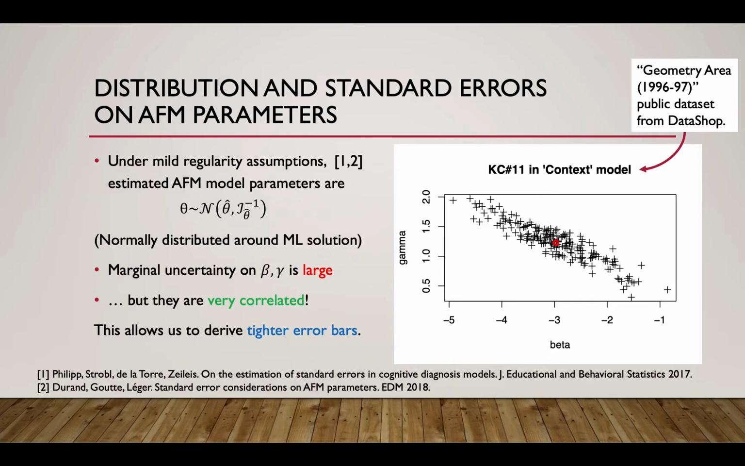We display on the right the covariance between the easiness beta and learning rate gamma for a specific knowledge component, number 11, in a model obtained from the geometry dataset in the PSLC DataShop. We see that the confidence interval characterizing the spread for each parameter is quite large. It would go from around minus 4.5 to around minus 1.5 for the easiness beta, and from around 0.6 to 1.8 on the learning rate gamma. This is a factor of 3, which is huge. However, we also see that beta and gamma are very correlated, and we will see in the following how this allows us to derive much tighter error bars on the learning curves.